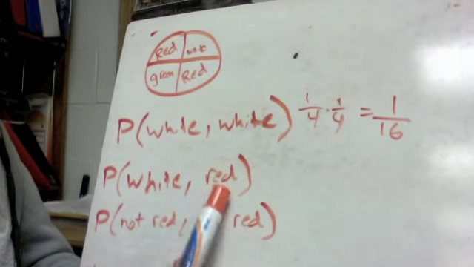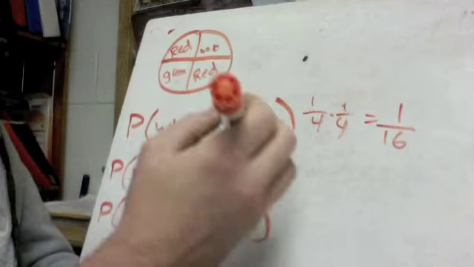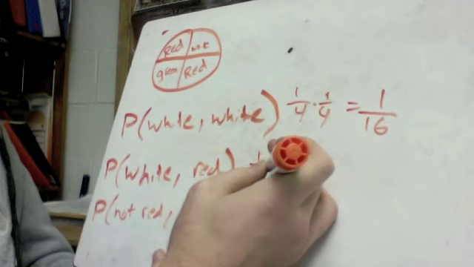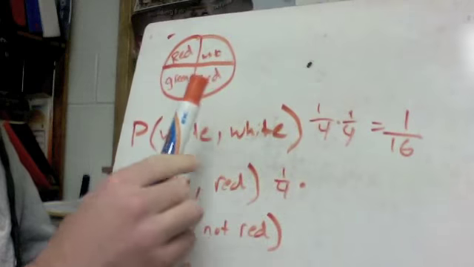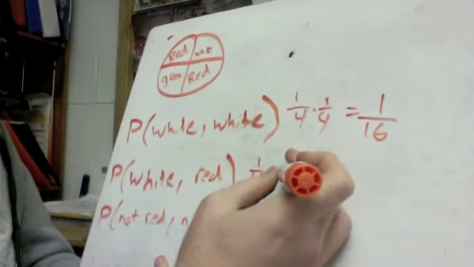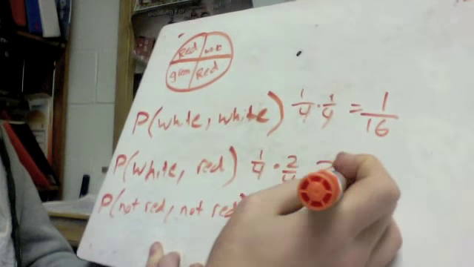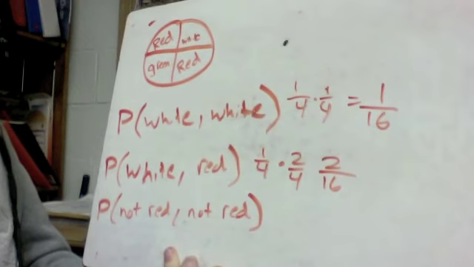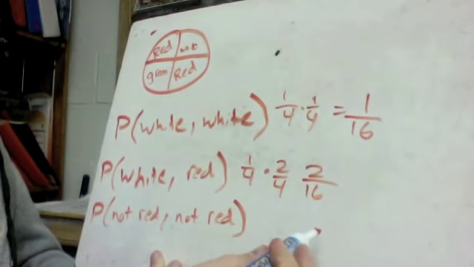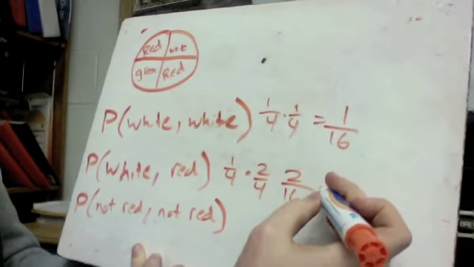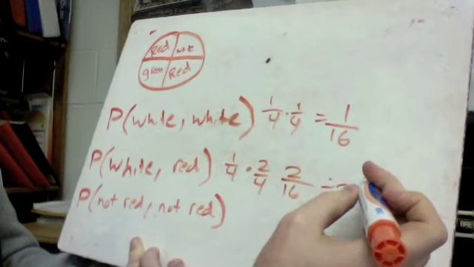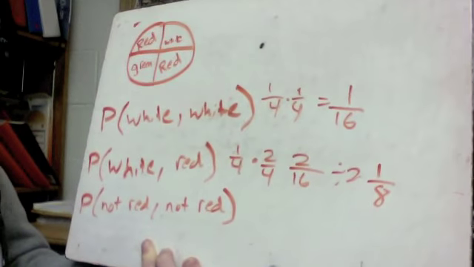Probability of getting white and then red. White is going to be 1 in 4. Red, you've got a little bit better chance. Red is 2 in 4. Multiply straight across, we'd have 2/16. We can reduce that down, thinking of fractions here. 2 goes into both of those, so I could have 1/8.